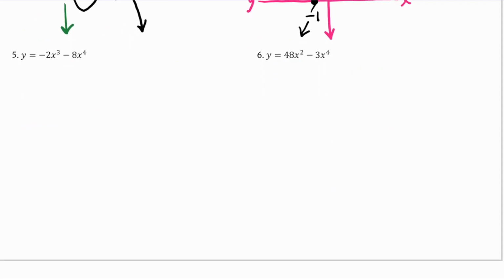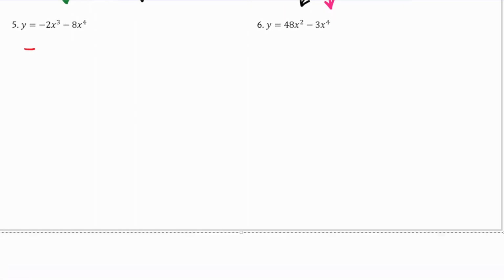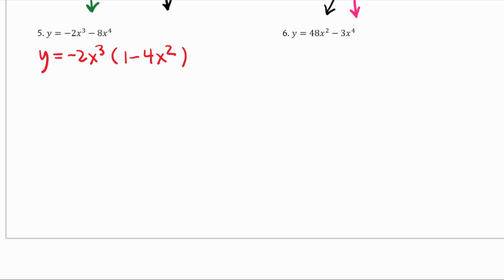All right, 5 and 6. It just looks like more of the same here. So I'm going to factor out 2x to the 3. Or maybe I'll factor out negative 2. Oh no, that's not good. And then I can go a little farther. All right, this is a difference of 2 squares. That's an interesting factoring. So it'll be 1 plus 2x and 1 minus 2x.